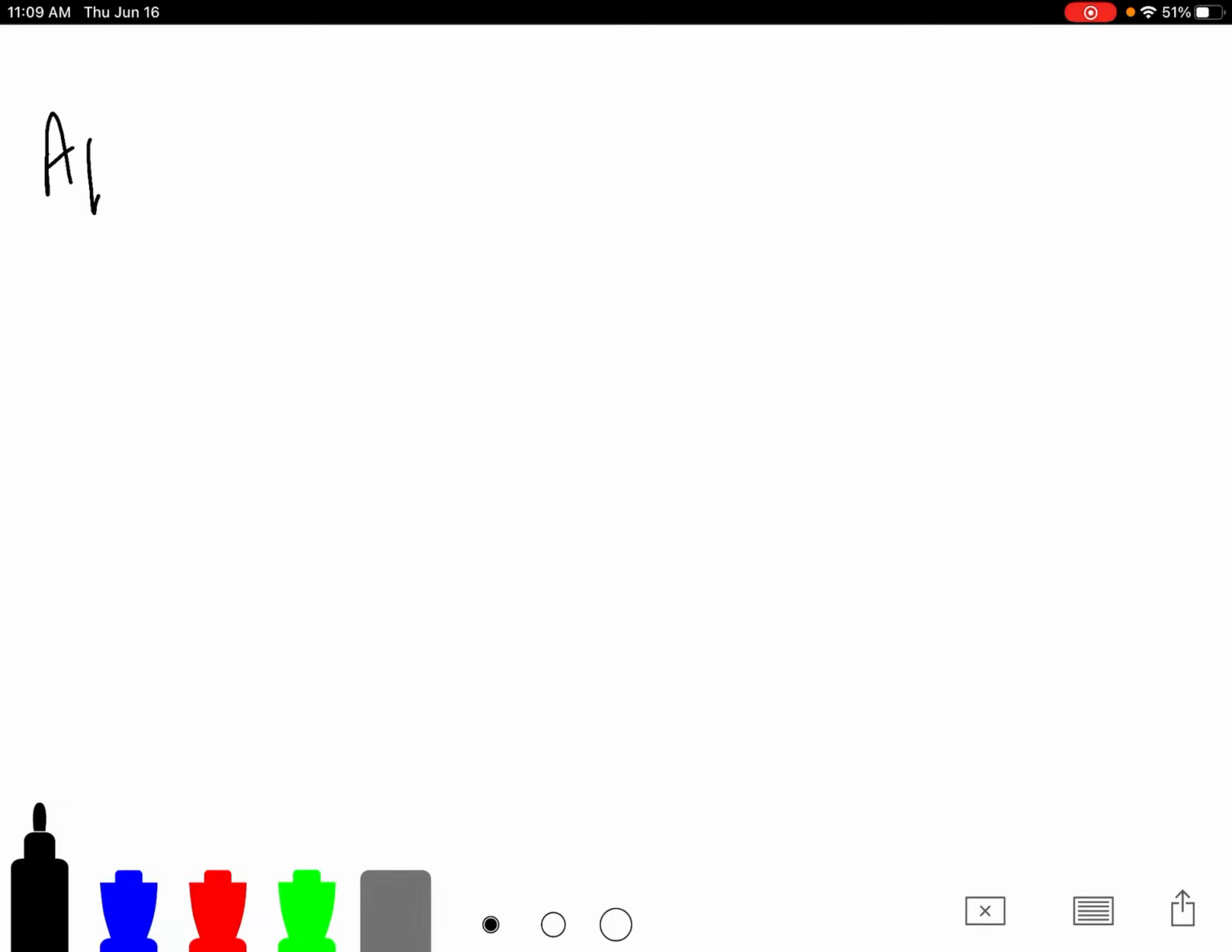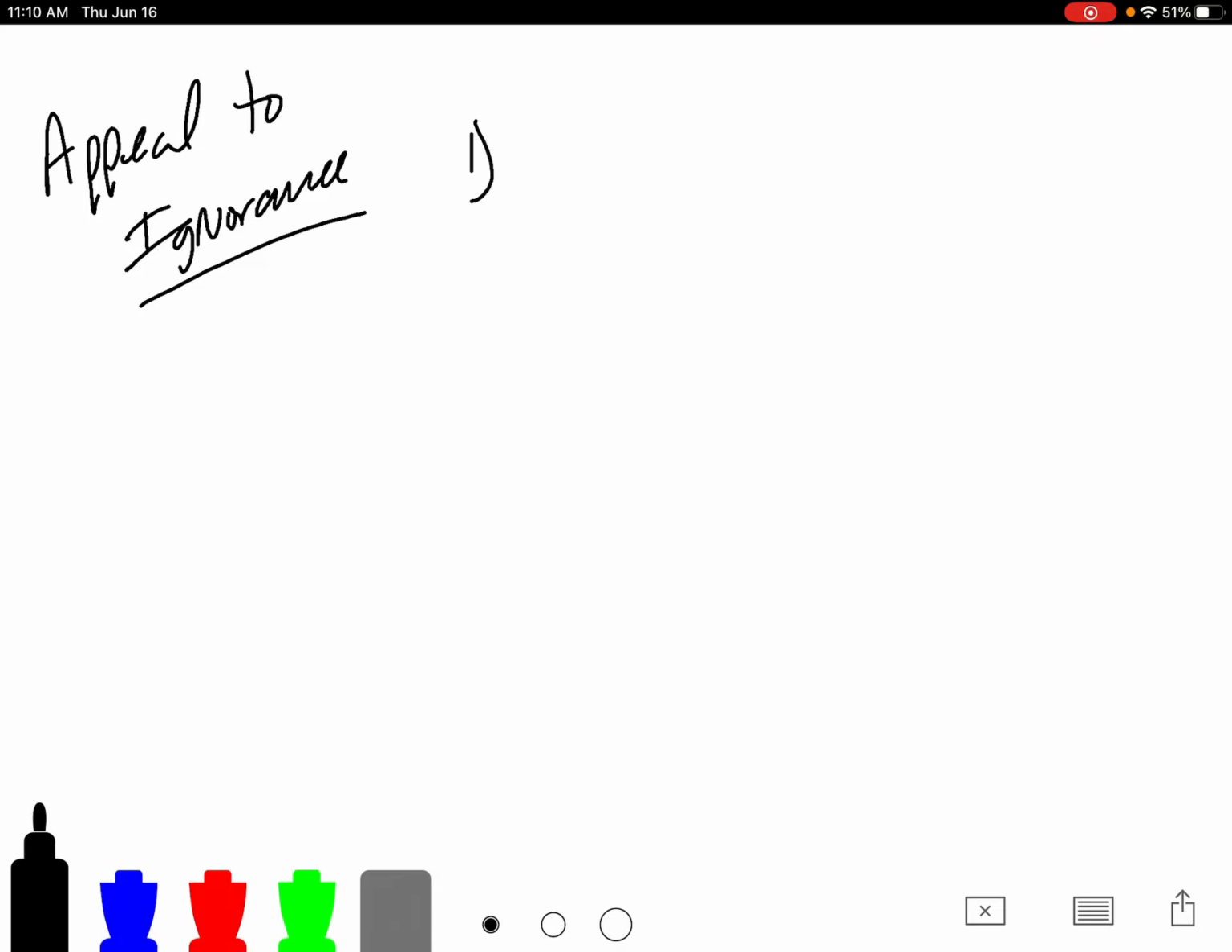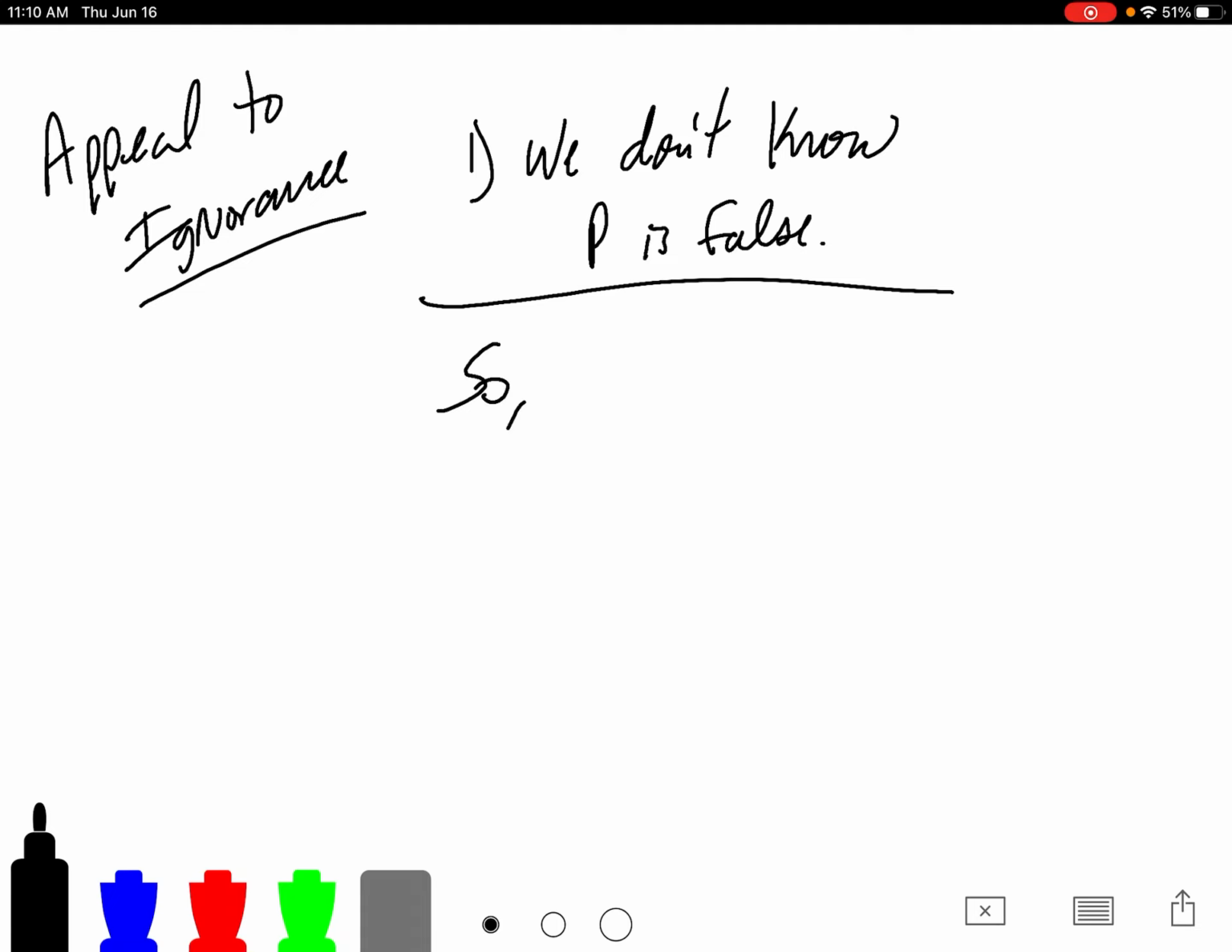So finally, the fallacy of appeal to ignorance is kind of an ironic fallacy. Let me go and write down the pattern. The pattern goes something like this: we don't know that P is false, proposition P is false, so P is true. What's ironic about this is that we claim to know something on the basis that we don't know something. And that actually can go either direction. I'll demonstrate it in a second.